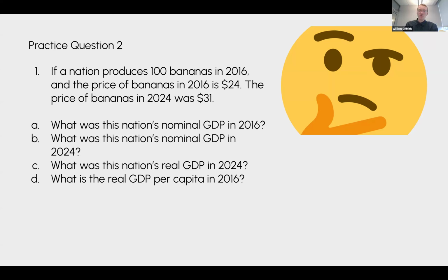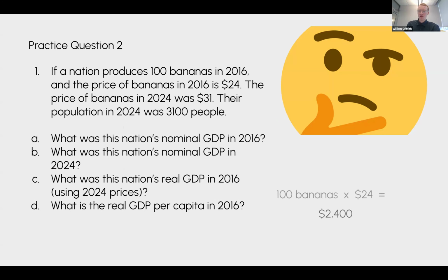So remember, for nominal GDP, we take the quantity and multiply it by the price. So it'll be just $2,400, 24 times 100, 2,400. So the nominal GDP of this nation in bananas was $2,400 in 2016. So now we have the nominal GDP in 2024.